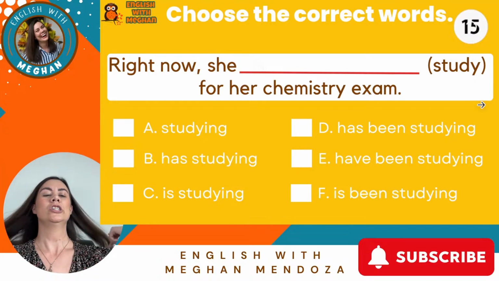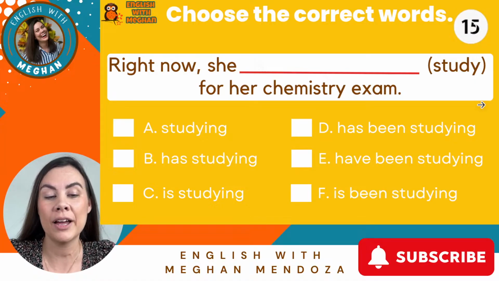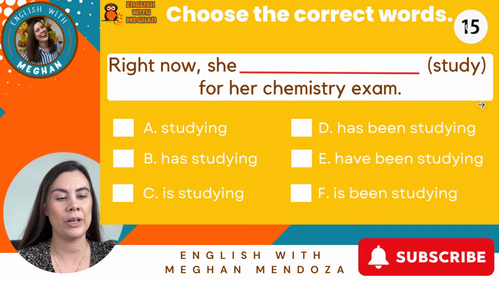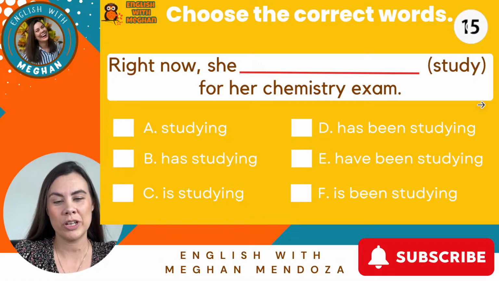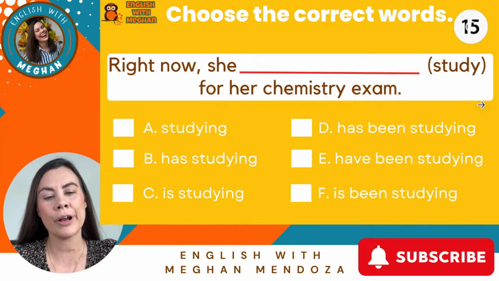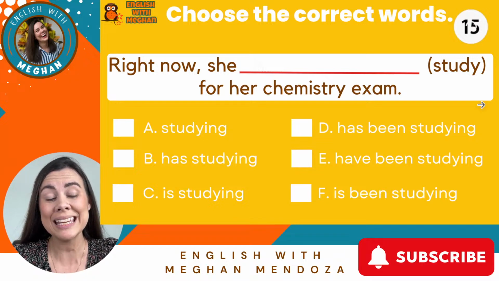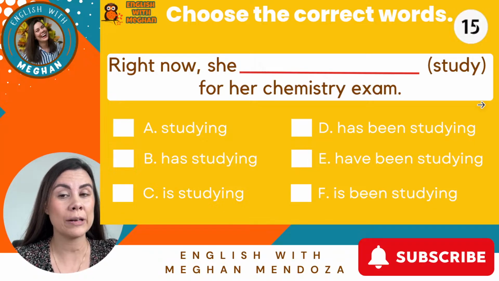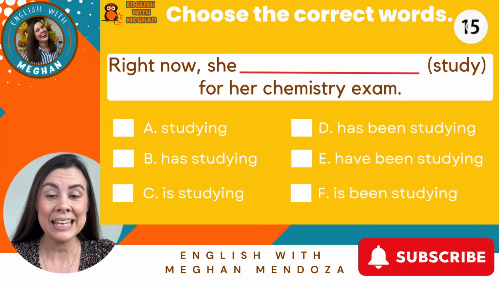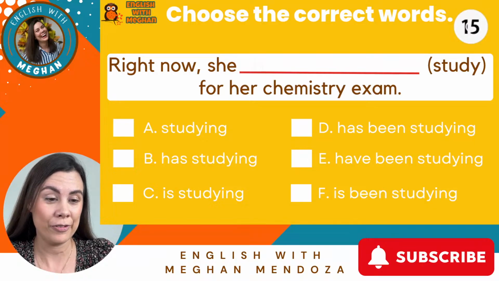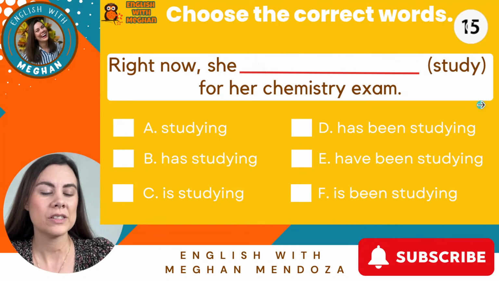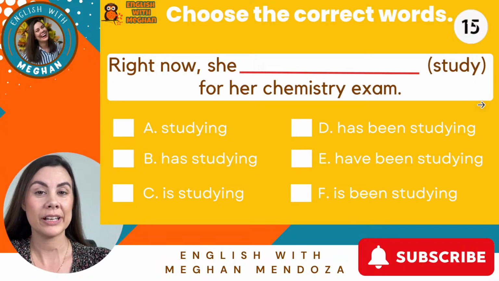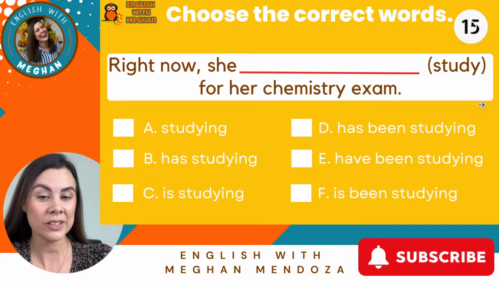Right now, she blank for her chemistry exam. Okay, what's our option here? So the key is to look at the time word. Let me know in the chat, is it A, B, C, D, E, or F? Let me know in the chat what you think the answer is. Remember, looking at our time word, that's super important.